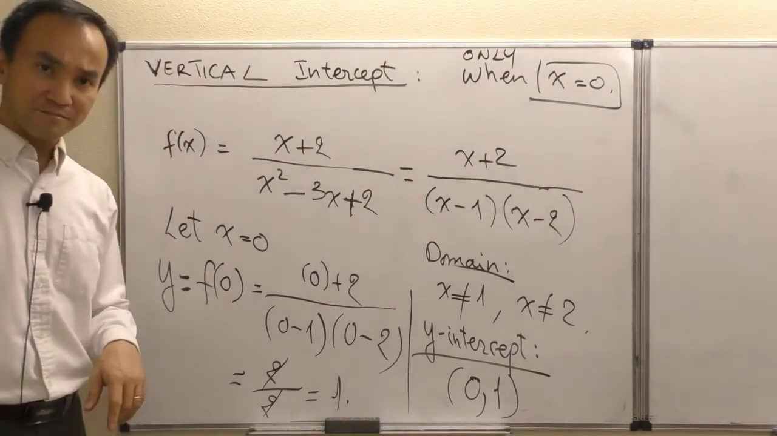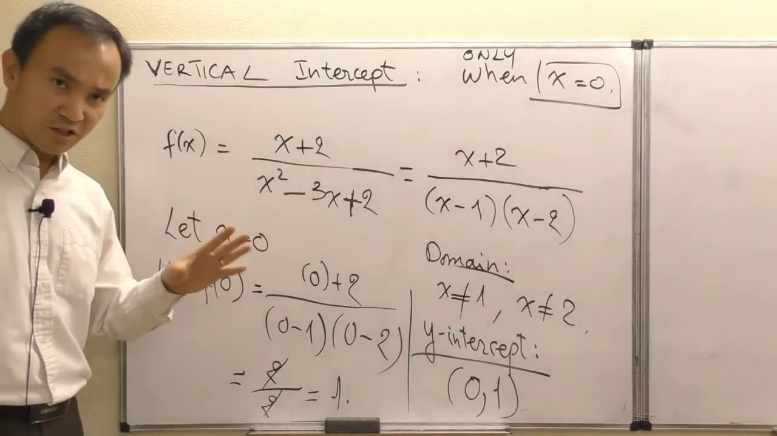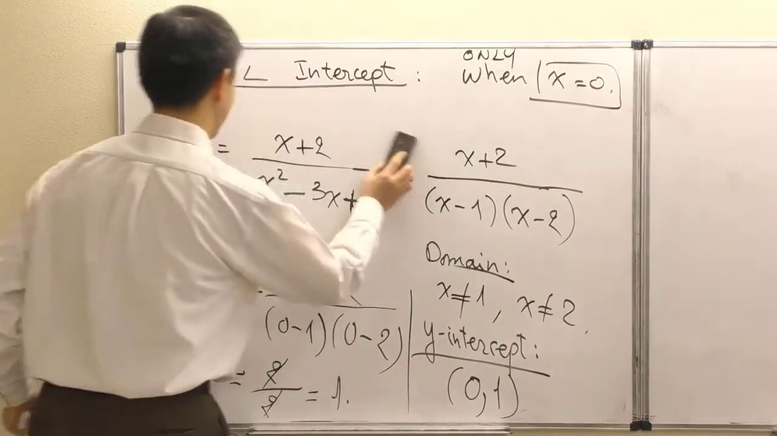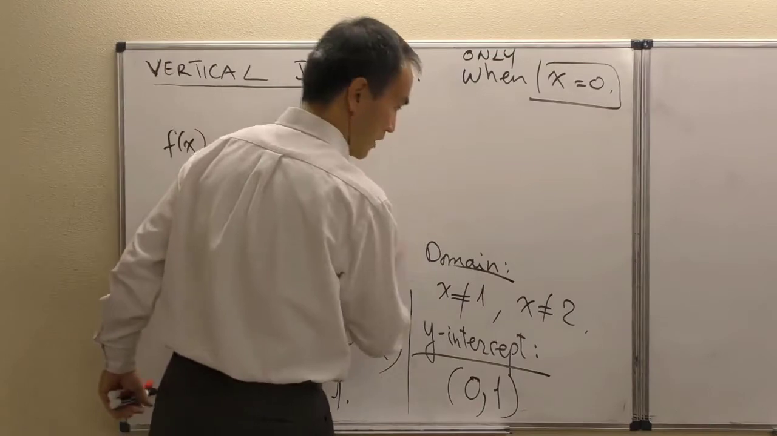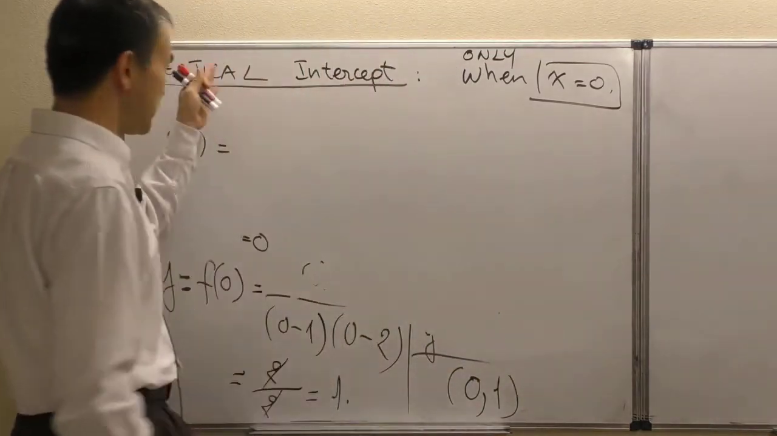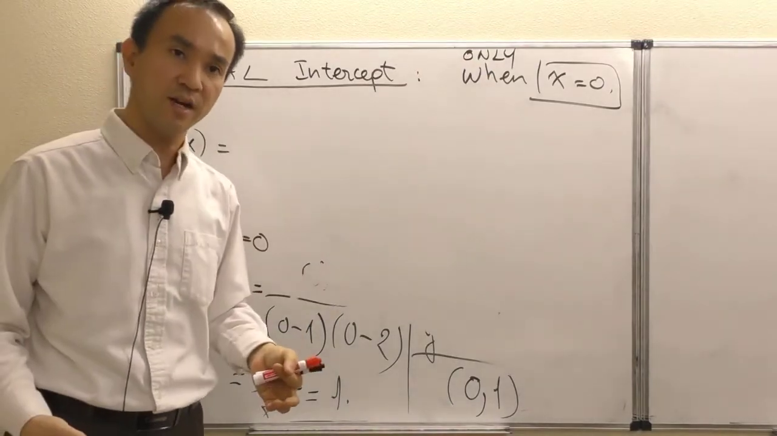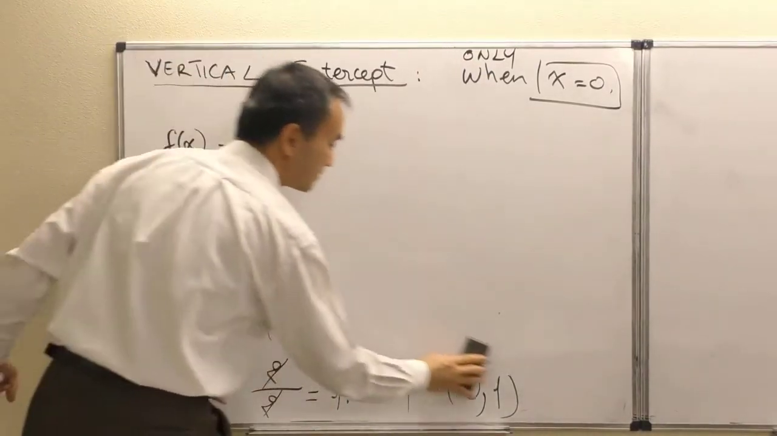All right, let's look through another demo problem like that. The only rule of thumb here: vertical intercepts only happen when x equals 0. It's the way it is.